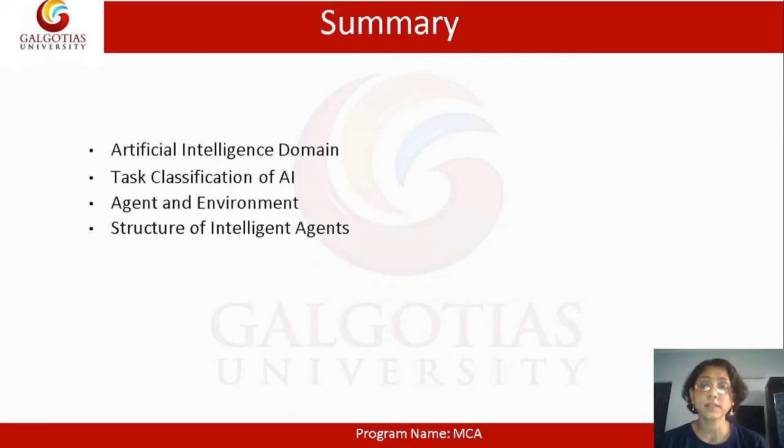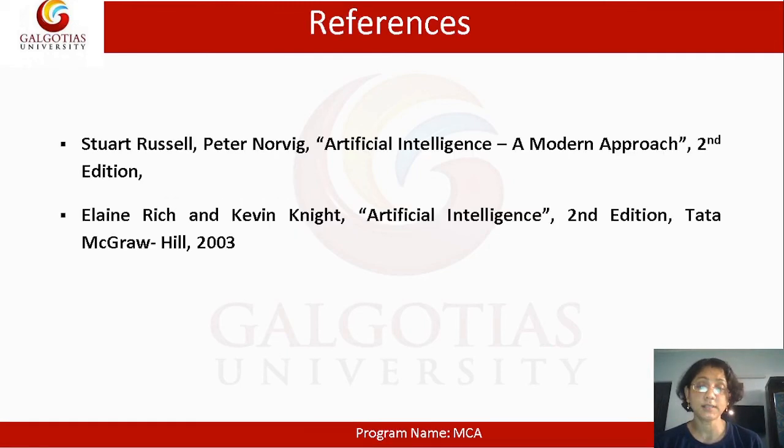So in today's class, we have studied the artificial intelligence domain, the task classification of AI, what the various tasks classified under AI are, what an agent is, what the environment is, what sensors are, what actuators are, what an action is, and the structure of intelligence.